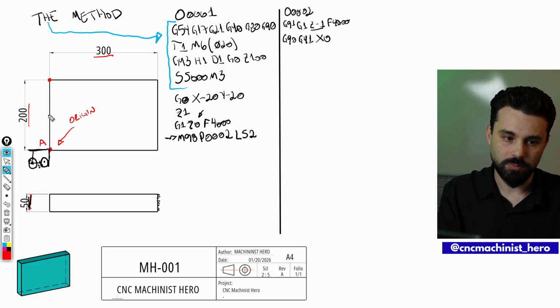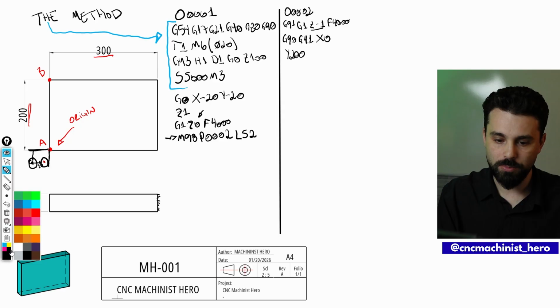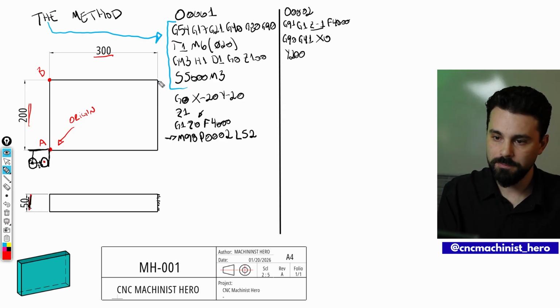Let's name this one point B, and this point, this is point A, and this is point B. My tool is right here. I want to go to point B. I have a width of 200, so I'm going Y 200. Next point, I want to go to point C. I'm going to call this point C. And over here, point D.